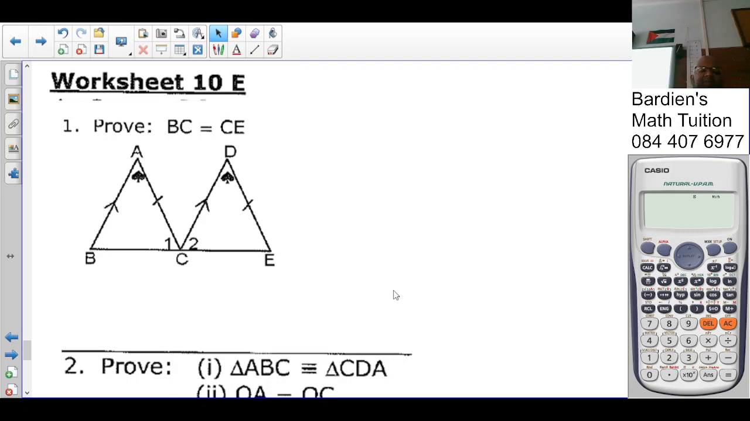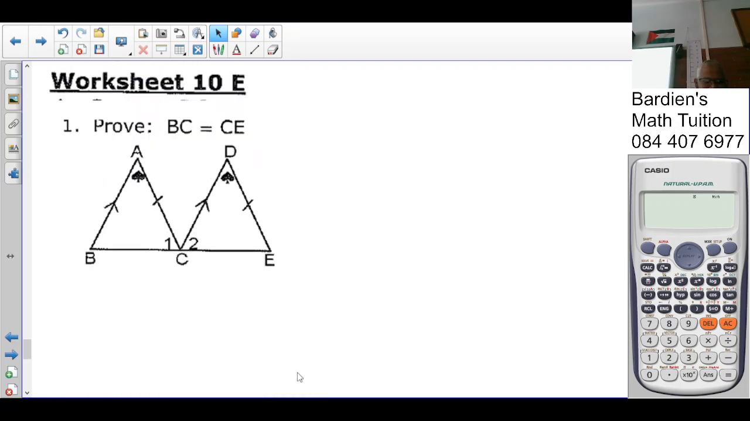The question says, prove that BC is equal to CE. So BC is equal to CE. How are we going to prove that? By proving congruency. Okay. So let's go.